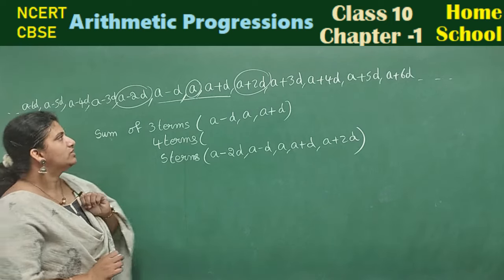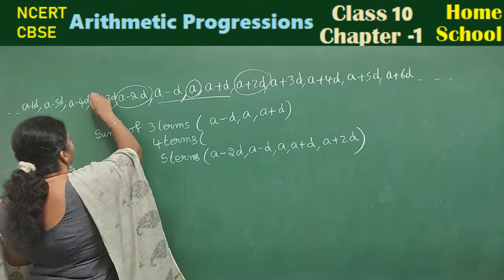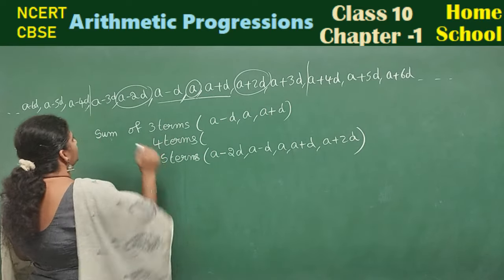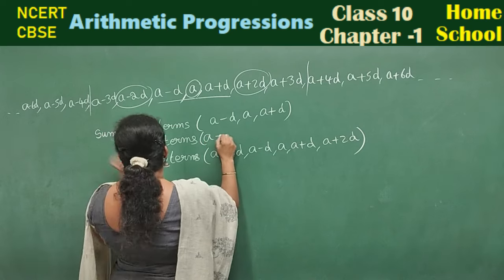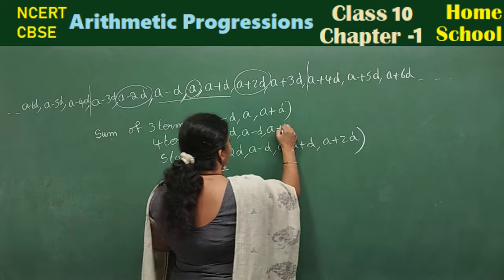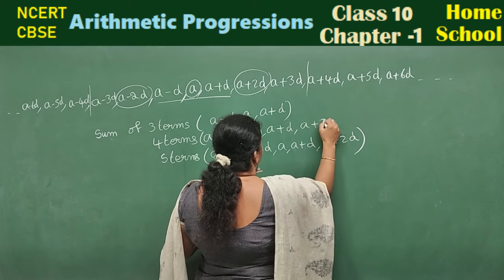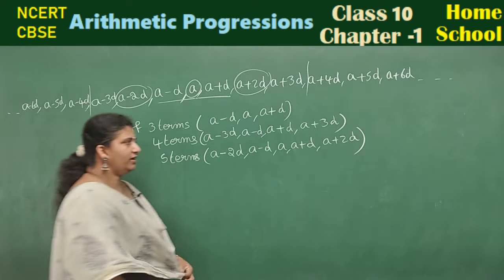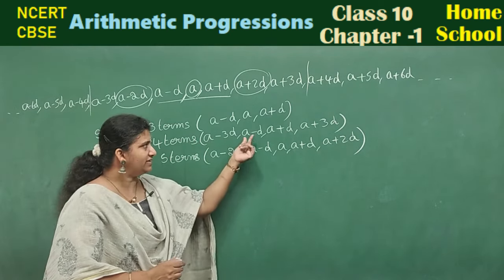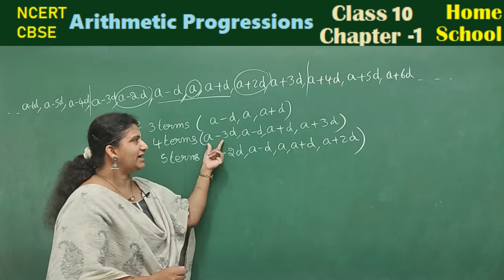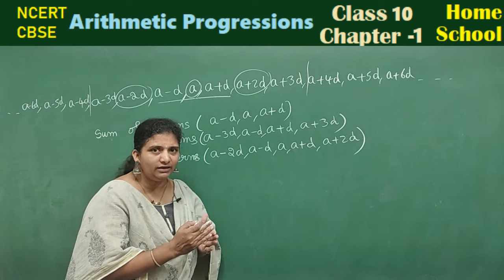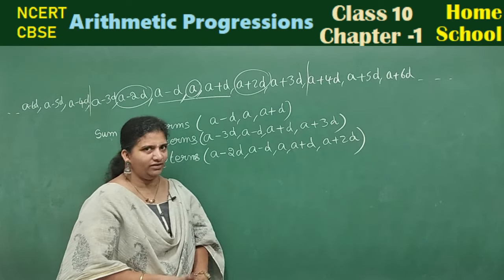4 terms. So which are the 4 terms I am going to take? I will take A minus 3D, A minus D, A plus D, A plus 3D. Okay. 4 terms means like this. So observe here, if you add, what happens? Minus D plus D cancels. Minus 3D plus 3D will be cancelled. Okay, like this you need to think and take the terms carefully.